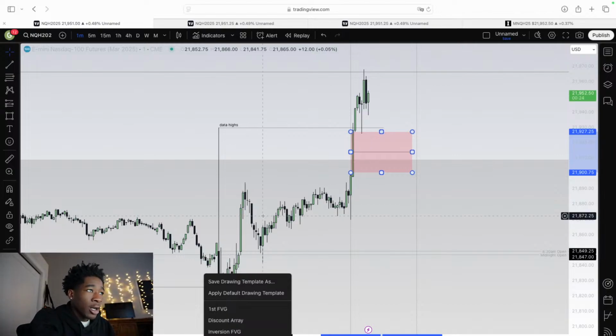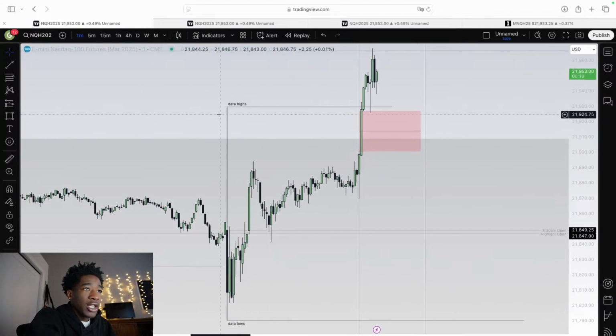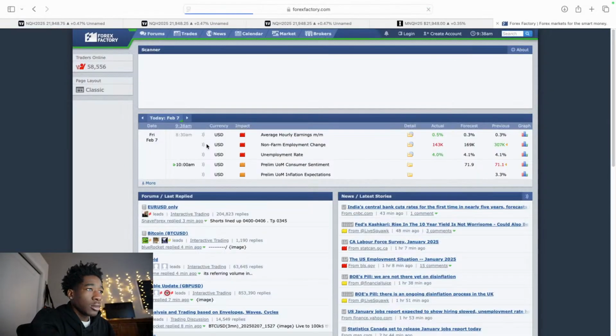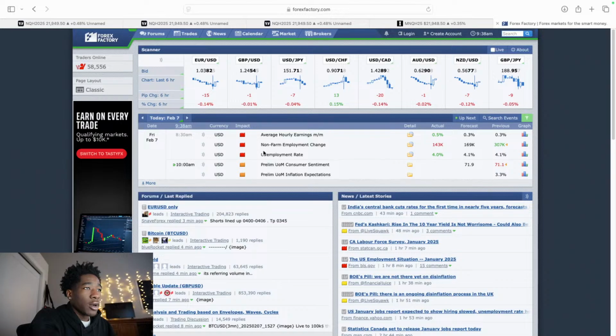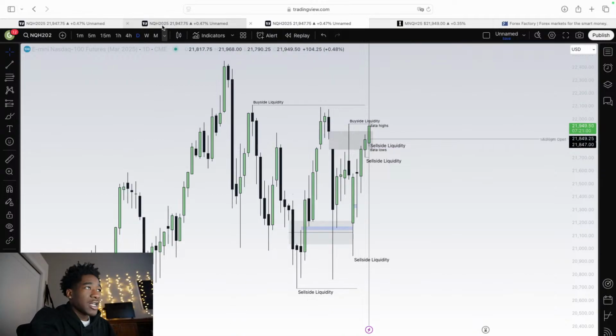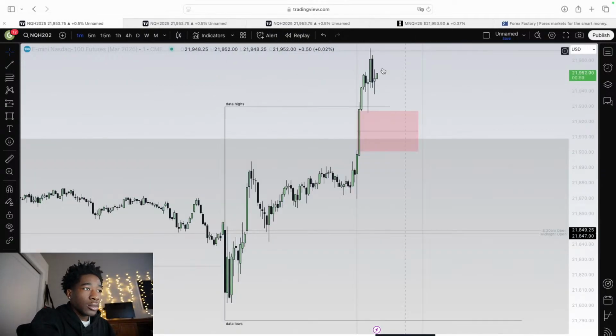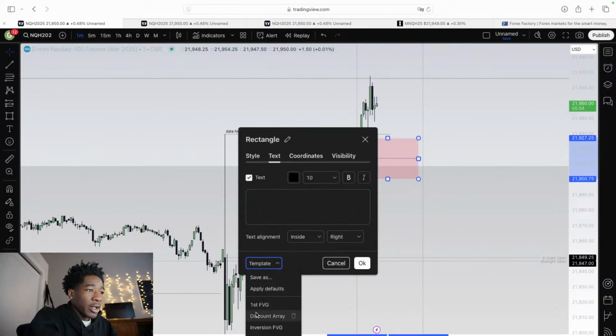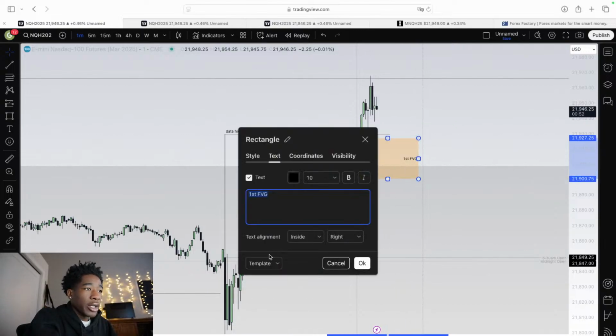Why data? It doesn't mean anything in particular. I just like to indicate, okay, this is what caused this type of reaction to data that came out at 8:30, non-farm employment change. So it's the same thing as buy side, sell side. Nothing different, bro. We got the first presentation fair value gap right here. Let's extend this right.